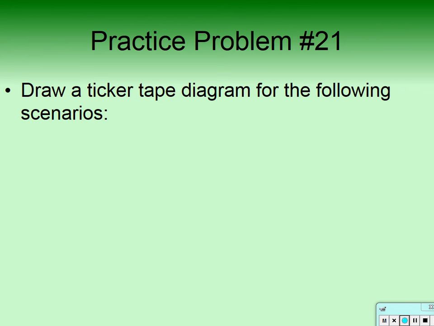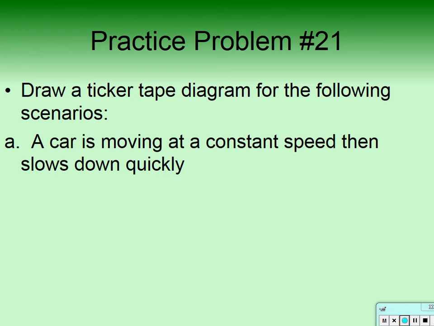Okay, I think this is the last practice problem, guys. Practice problem number 21, it says, draw a ticker tape diagram for the following scenarios. So if you're watching the video, pause it after each one of these. There's A, B, and C, and draw them before you watch the answer. Okay, on part A, a car is moving at constant speed, then slows down quickly. So I want you to draw that with a ticker tape diagram.